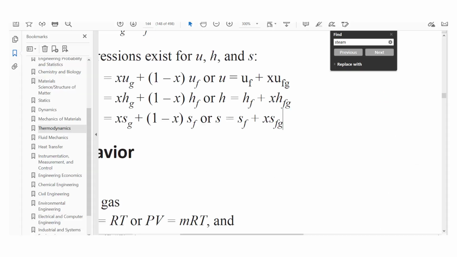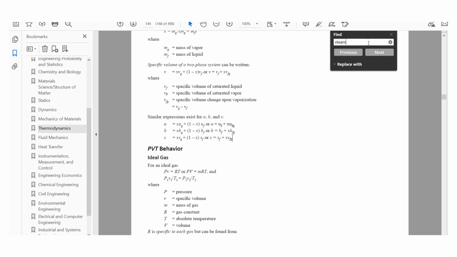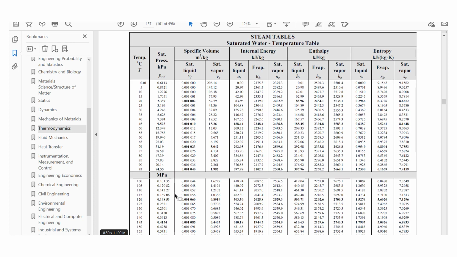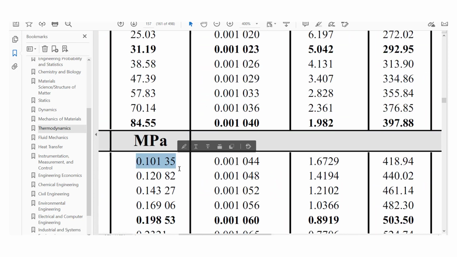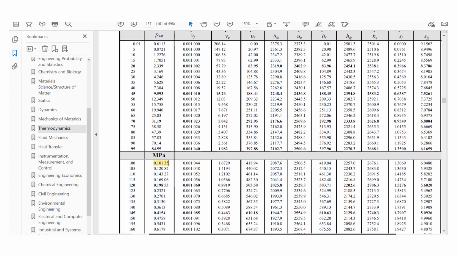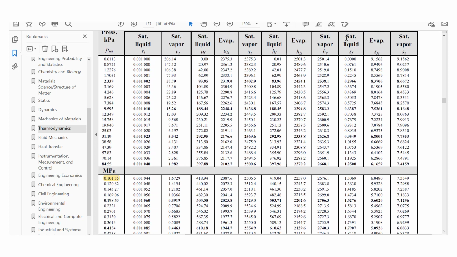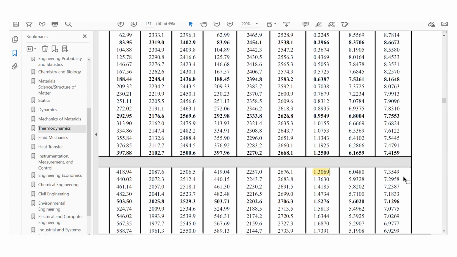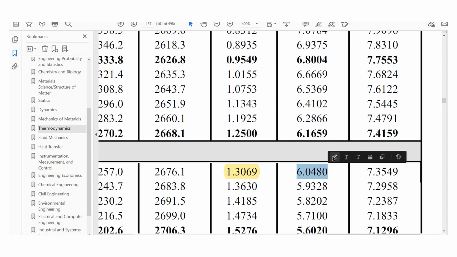So using the steam tables here, we are at 101 kilopascals, which is approximately 0.10135 megapascals. So we're at this pressure. You go all the way to the right, and you want to extract the saturated liquid and the evaporation, so the difference between the saturated vapor and saturated liquid. This is the saturated liquid, which is S sub F. This is going to be the difference, which is the evap, and we can plug those in the equation. So let me go back.